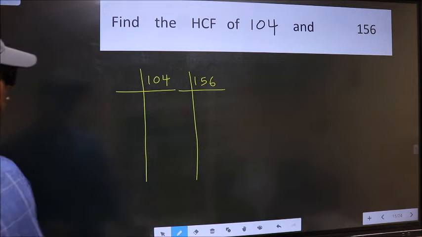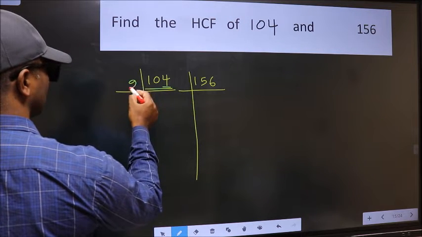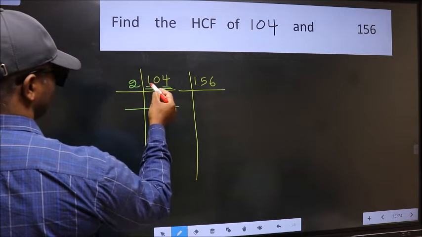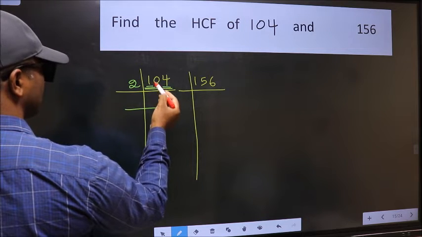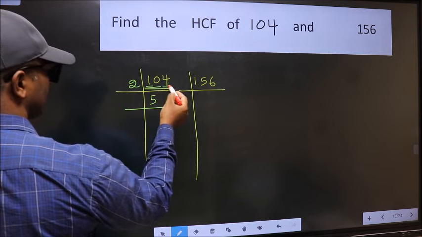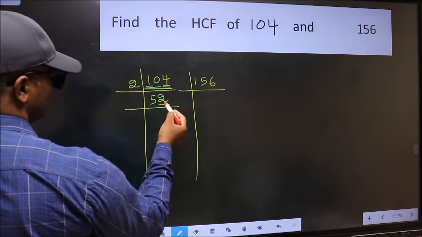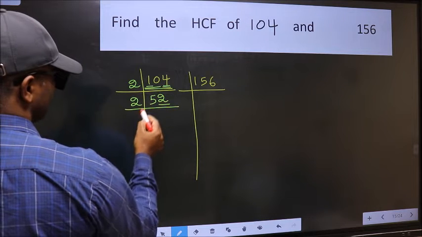Next, in this number, last digit 4 even, so take 2. First number 1 smaller than 2, so 2 numbers 10. When do we get 10 in 2 table? 2 5s 10. The other number 4, when do we get 4 in 2 table? 2 2s 4. Now last digit 2 even, so take 2.